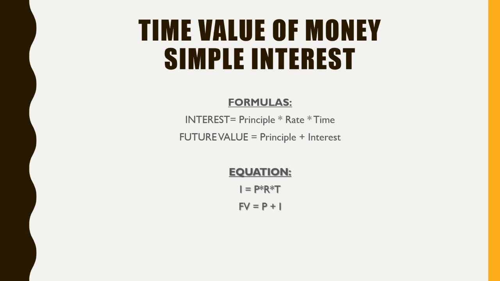You're going to be solving for interest, which is going to be your principal times your rate times your time. PRT equals I for short. You're just multiplying straight across. So P times R times T equals your I, which is your interest. And your future value is going to be your principal plus your interest. FV equals P plus I.